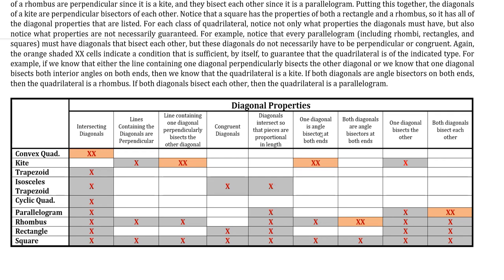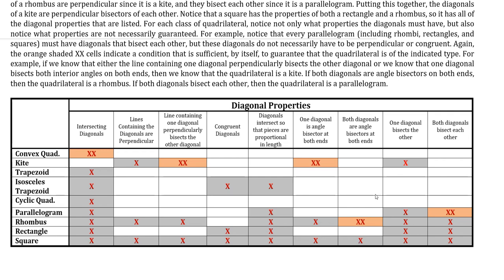If you have one diagonal as an angle bisector at both ends, that is enough to make it a kite. So a rhombus and square being kites have that same property, but none of the others necessarily have that property. If both diagonals are angle bisectors at both ends, that's enough to make it a rhombus. All kites don't have that property, but a special rhombus like a square does.